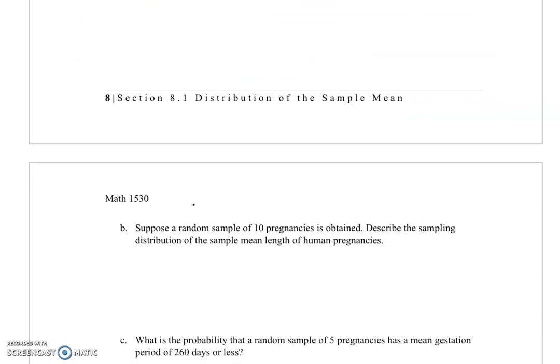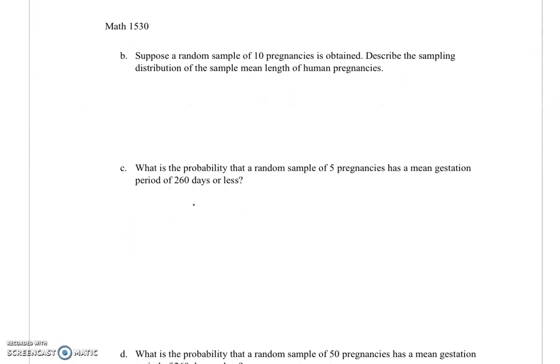Okay, moving on to part B. Suppose a random sample of 10 pregnancies is obtained. So now we have a sample of 10 pregnancies. Describe the sampling distribution of the sample mean length of human pregnancies. So we need to go see if we have any underlying information about the underlying population. And they said that the underlying population was normally distributed.